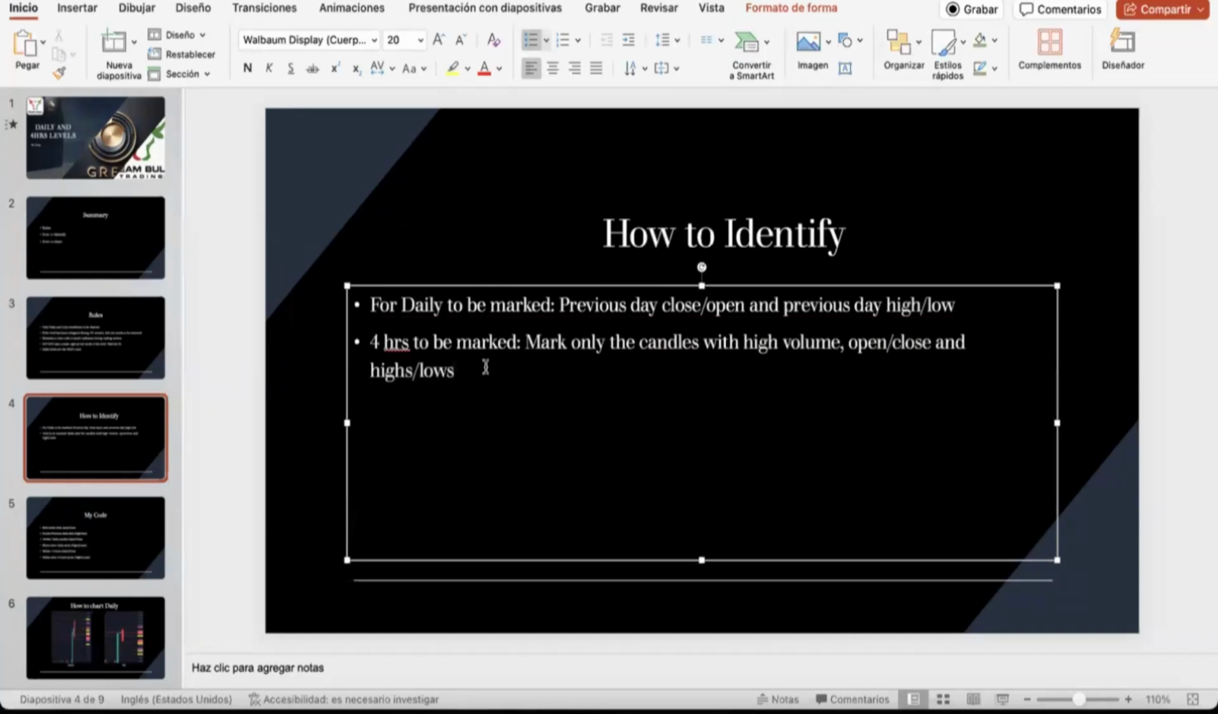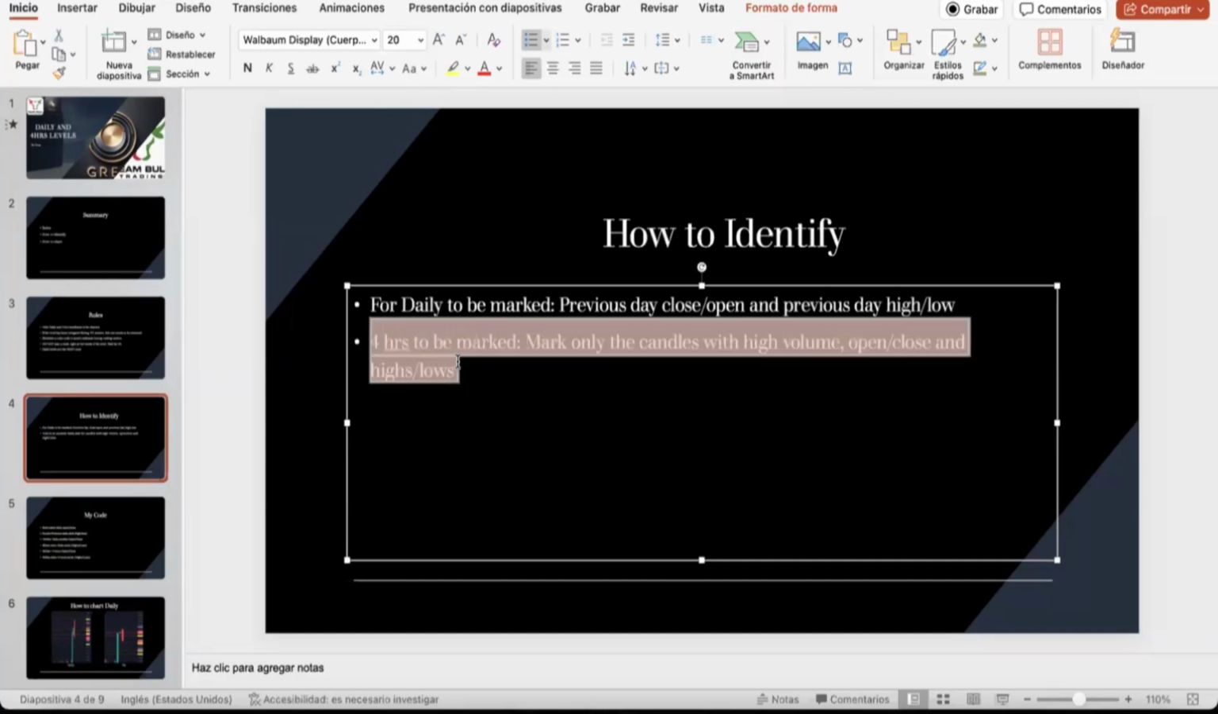Before, I used to mark all the 4-hour candles that I could see. From my experience, I have learned to only mark the 4-hour candles with high volumes. Since I started doing that, my charts look clean, it's easy for me to see the price action, and they work. So only mark the candles with high volume regarding 4 hours.